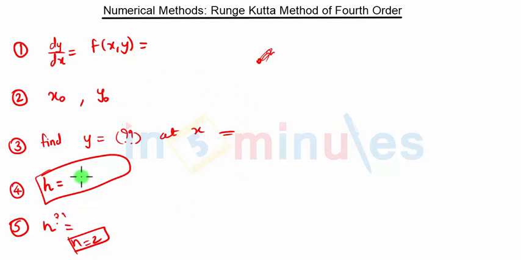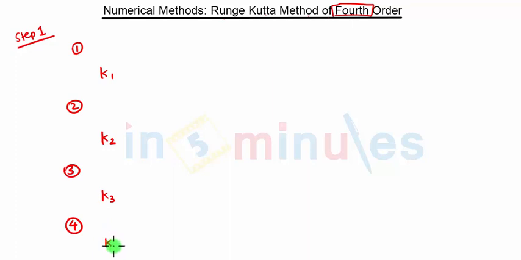After this, let's say we have 2 steps. So in step 1, we will have something, and in step 2 also we will have something. So in step 1, we will have 4 things, since we have Runge Kutta method of fourth order. So we will calculate the value of k1 here, we calculate the value of k2 here, we calculate the value of k3 here, and we calculate the value of k4. So the k1, k2, k3, k4 indicates that it is a fourth order method.